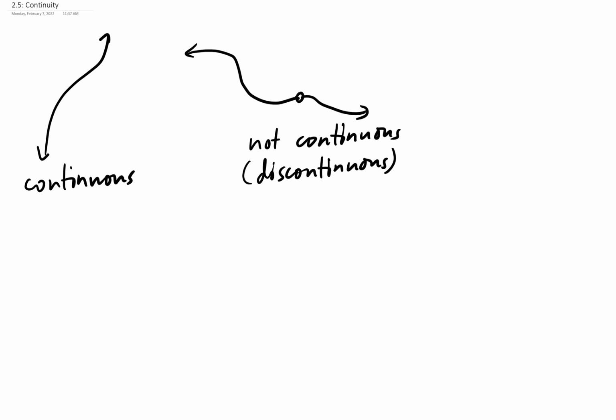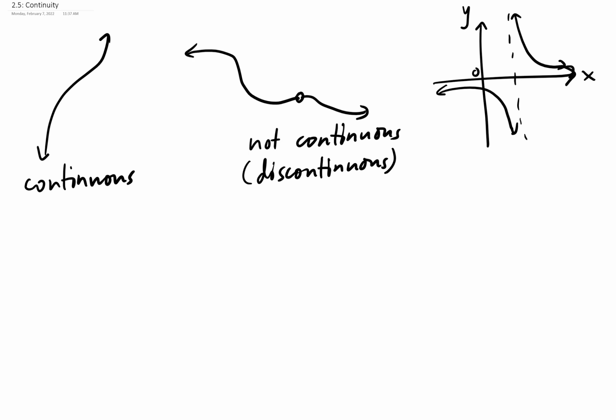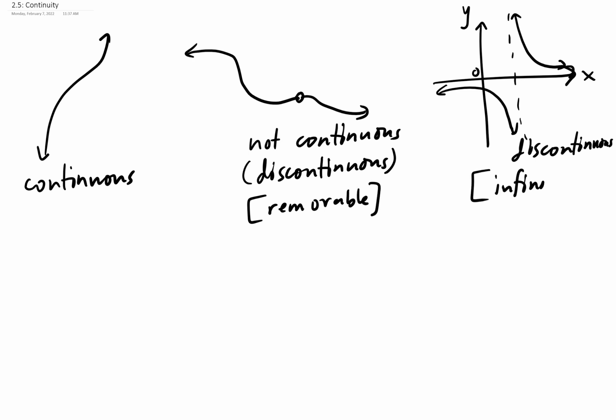You can have a function that goes like this. You have a vertical asymptote, and then something goes this way, something goes this way. This is also discontinuous. Specifically, the middle one, we call it removable discontinuity. This is called infinite discontinuity.